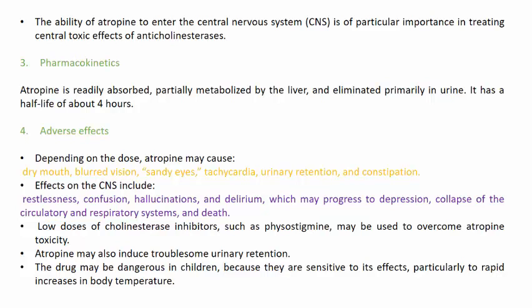Low doses of cholinesterase inhibitors such as physostigmine may be used to overcome atropine toxicity. يعني هنا عندنا بالحالة يعني تكون reverse، يعني بحالة التوكسيسيتي أو الأوفردوز بحالة الأتروبين، فممكن أن نستخدم low doses of cholinesterase inhibitors اللي هي مثال عليها الفيزوستيجمين، واللي ممكن أن تستخدم to overcome the atropine toxicity. Atropine may also induce troublesome urinary retention. احنا ذكرنا هذه الحالة، ويكون dangerous in children because they are sensitive to its effects particularly to rapid increase in body temperature. يعني يكون خطر الاستخدام في ال children.